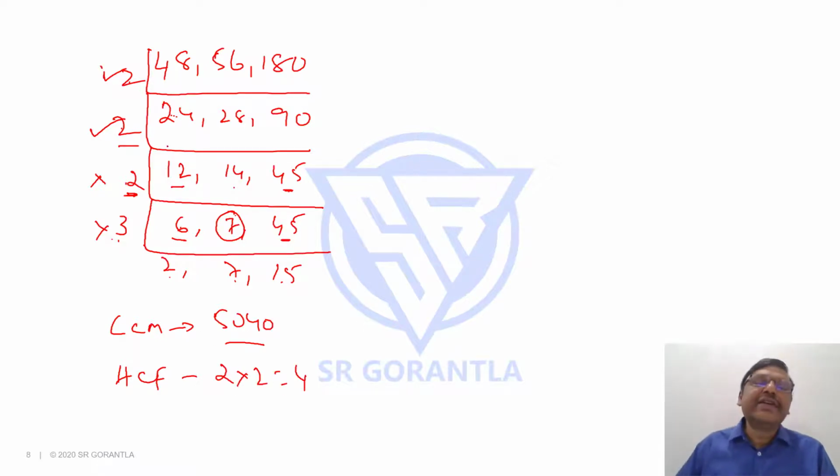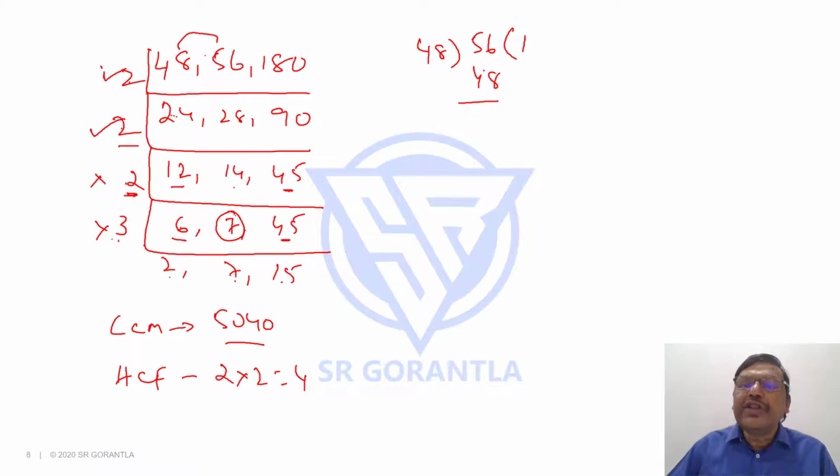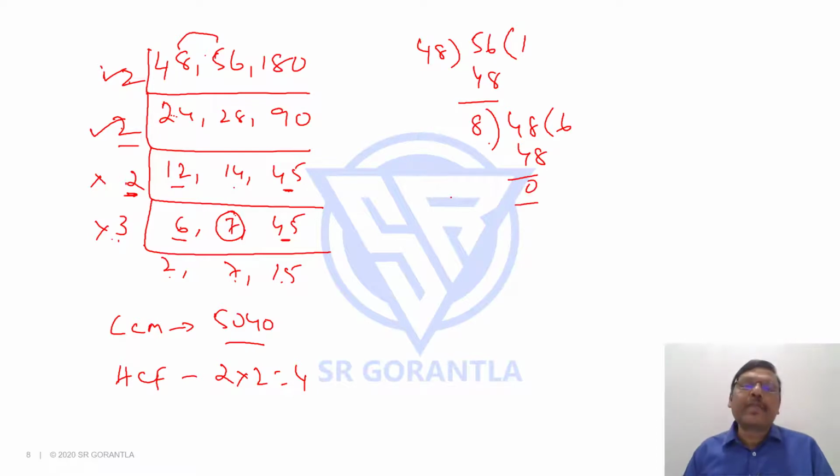If not, students, what is the long division approach? First I'll take two numbers and try to find the HCF. 48, 56, I try to find the HCF. So 48 ones are 48. What is the remainder? 8. With this 8 I divide 48. 8 6s are 48, remainder is 0.